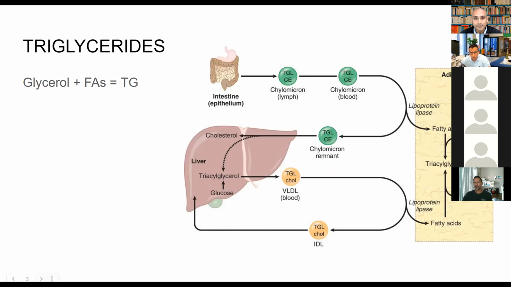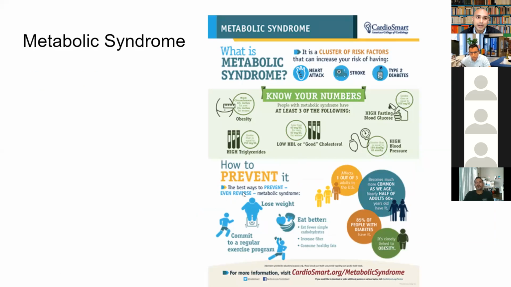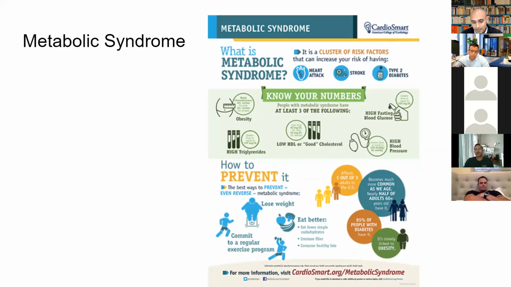What is the significance of them? Well, if your triglycerides are elevated, it can lead to some poor outcomes. So maybe some of you have heard of something called metabolic syndrome. What exactly is metabolic syndrome? Well, it's something that a coalition of cardiologists, endocrinologists, and many other physicians have come to aggregate that radically increases your risk of heart disease, of diabetes, of stroke.